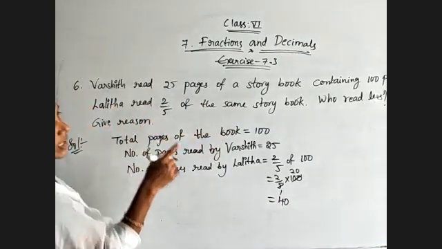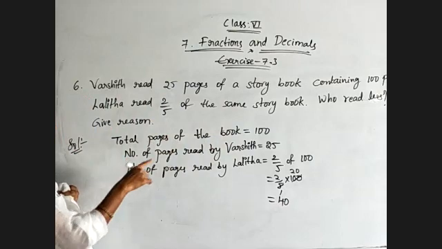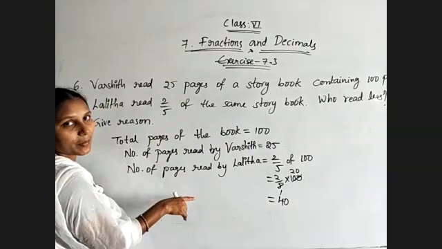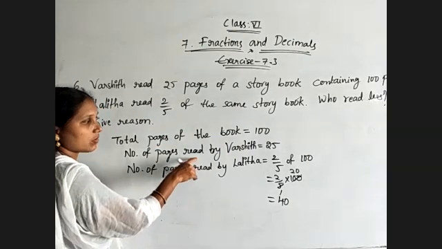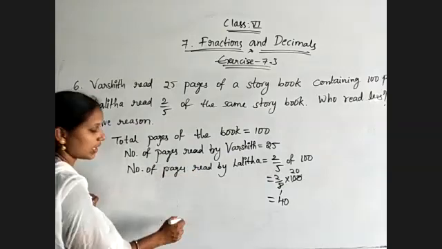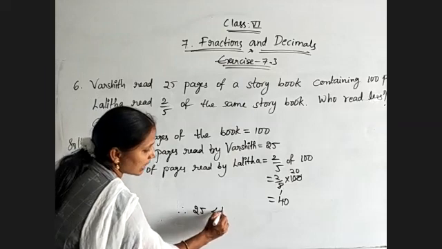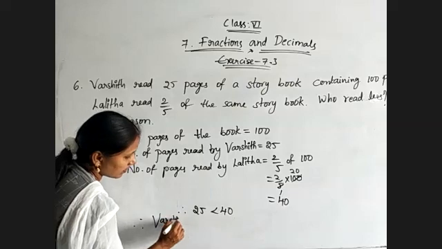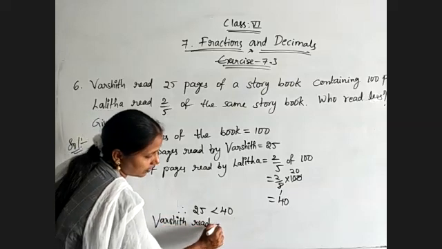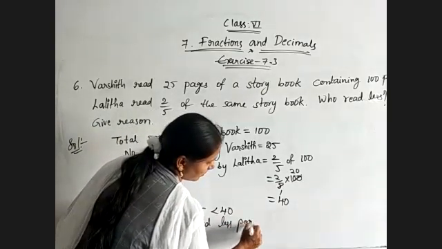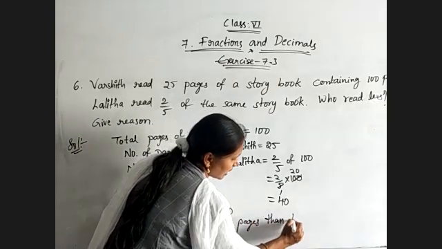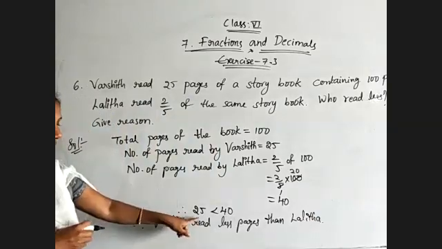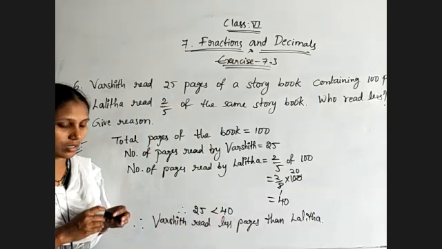And now we need to check who read less. Here Varshit read 25 and Lalita read 40 pages. Who is reading less pages? Varshit only, because 25 is lesser than 40. Therefore, Varshit read less pages than Lalita. Who read less? Varshit read less. Why? Because 25 is lesser than 40. That's all. Okay.